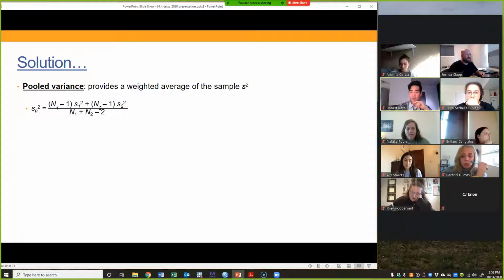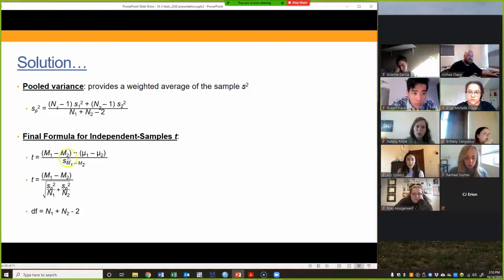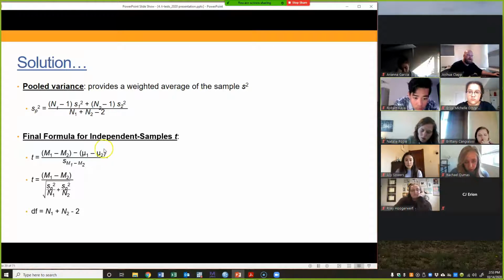And then once you've got your pooled variance, if you need a standard deviation estimate, just take the square root of that. Okay. So our final formula for an independent sample t-test is going to be sample mean 1 minus sample mean 2 minus population mean 1 minus population mean 2, although that's going to be 0, so we can cross that out, right? We don't have to worry about that. Over our estimate of our standard error, right?